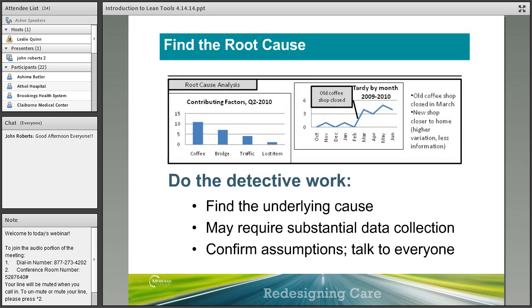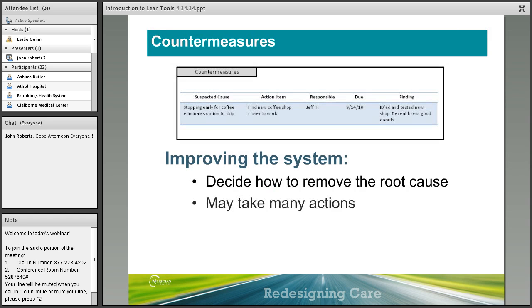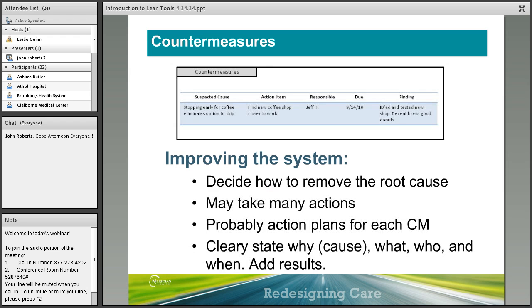Finding the root cause, again, this is where we do the detective work. We find the underlying cause. We collect the data here to confirm our assumptions. And again, we begin to look at contributing factors. The old coffee shop closed in March. A new coffee shop opened closer to home. And we begin to see that Jeff was stopping by the coffee shop and being late or tardy more often because of that.